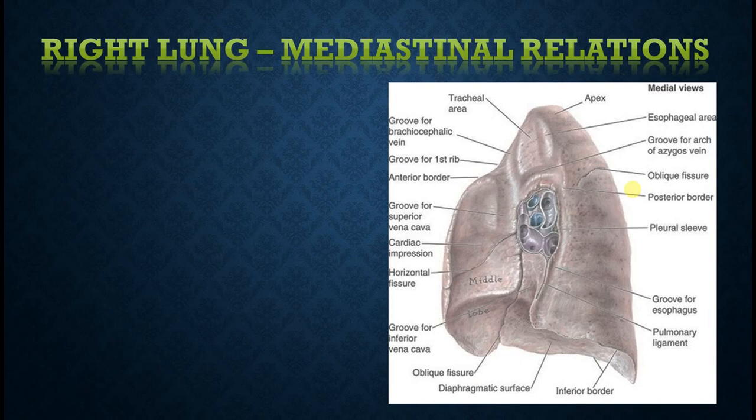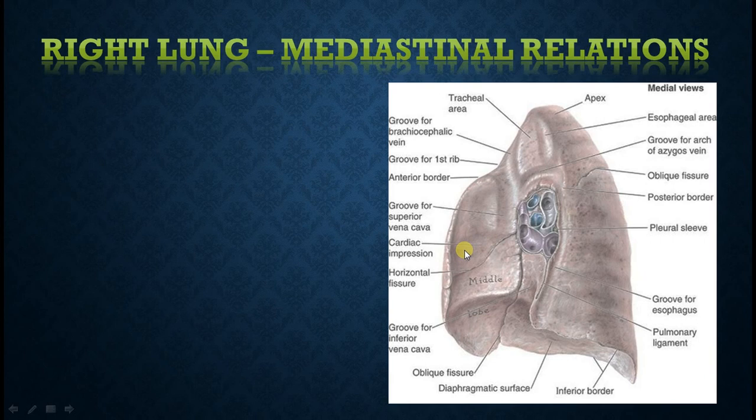So now we have seen the hilum of the right lung and the left lung. Now we will see the other relations of the mediastinal surface. This is the mediastinal surface of the right lung. This area in front of the hilum and slightly below it is the cardiac impression.